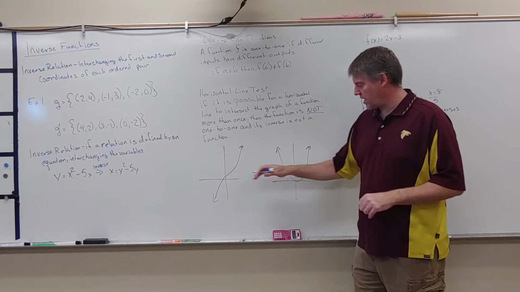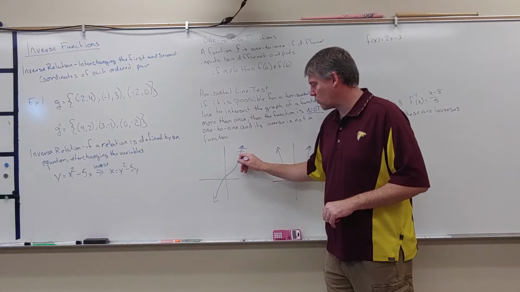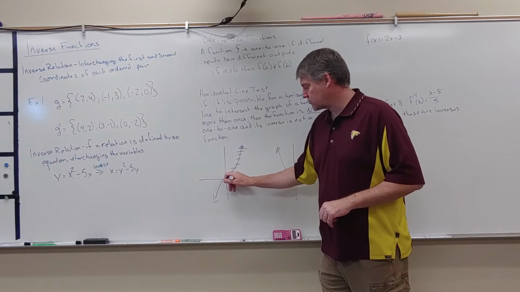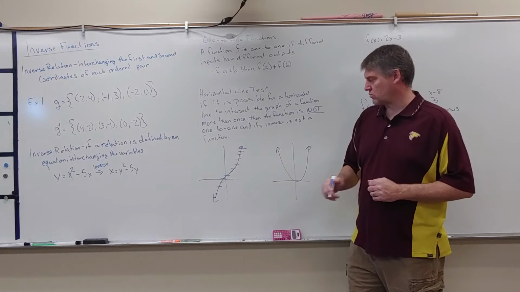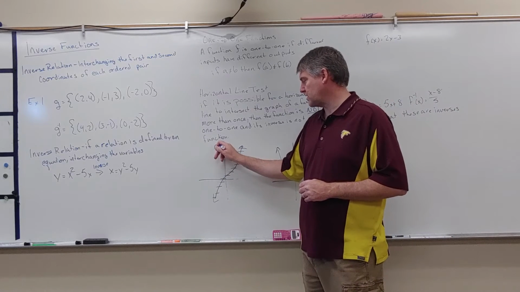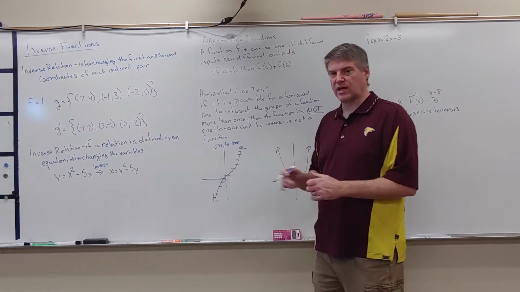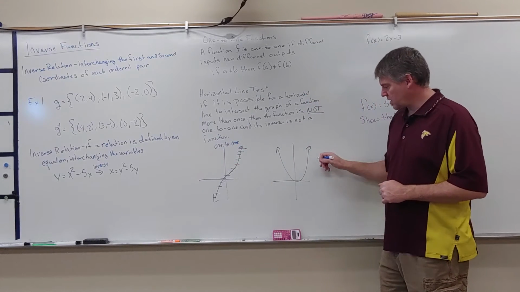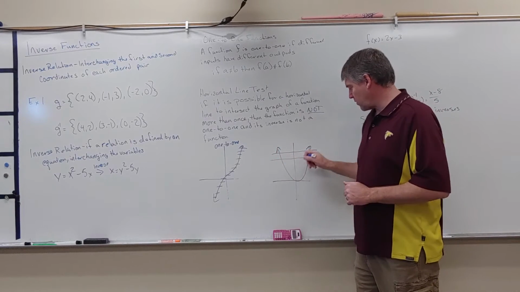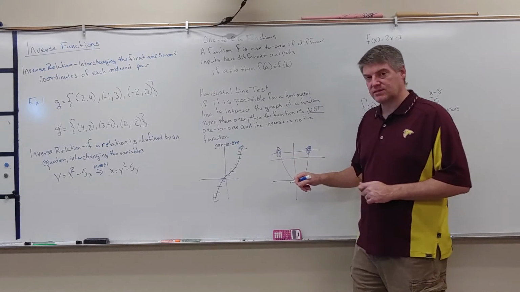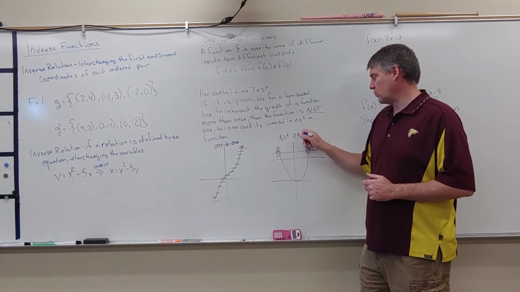So for example, here I have two graphs. Here's my first one. If I took every single horizontal line and drew it across this, I would never intersect it more than once. So this one is one-to-one. That's the horizontal line test. Here's my other one. If I took a horizontal line and drew it, once I have one spot where it intersects twice, this is not one-to-one.